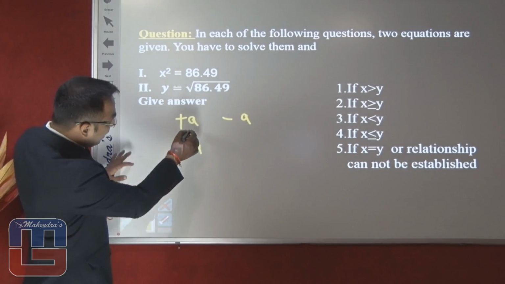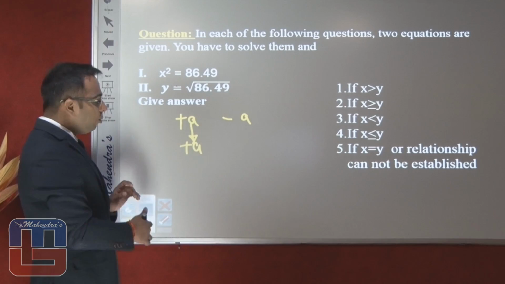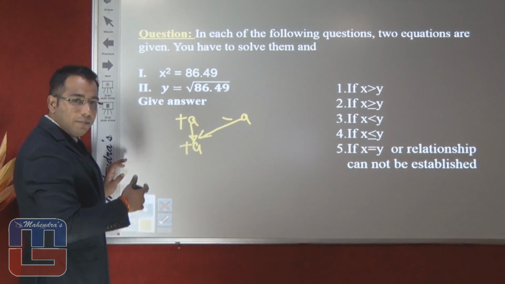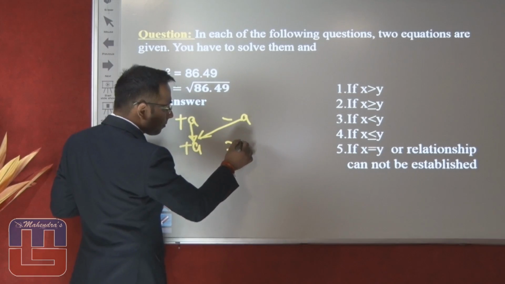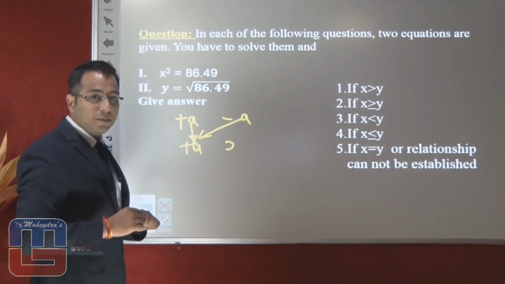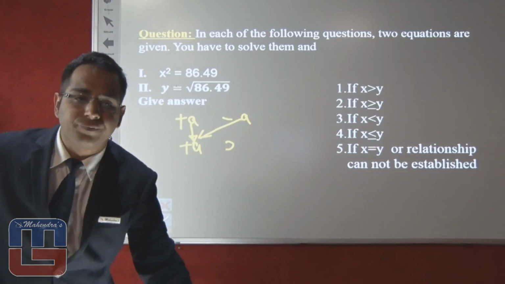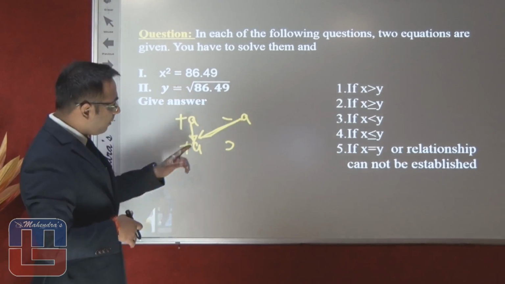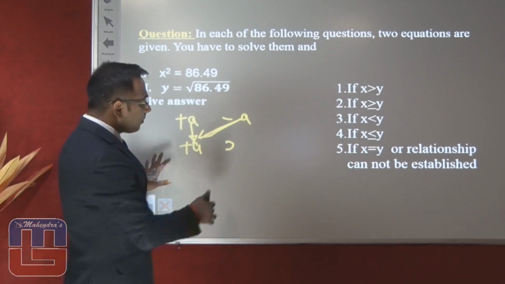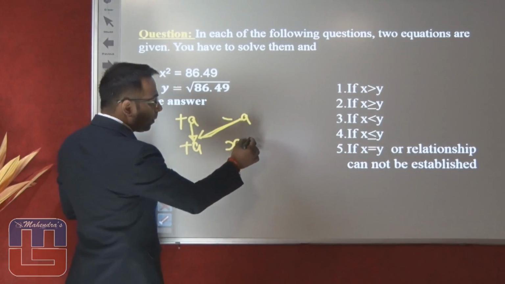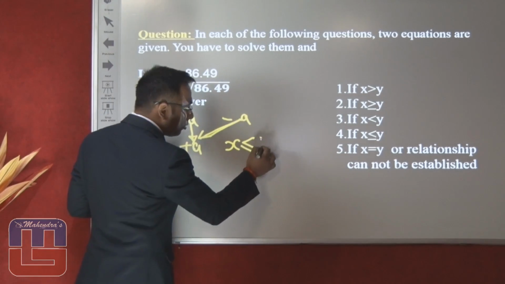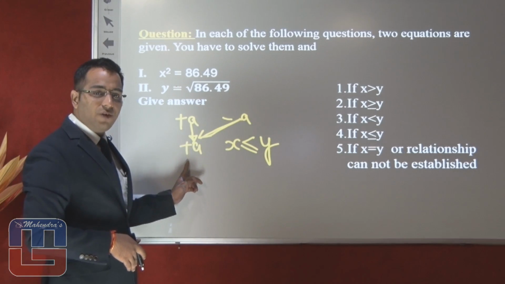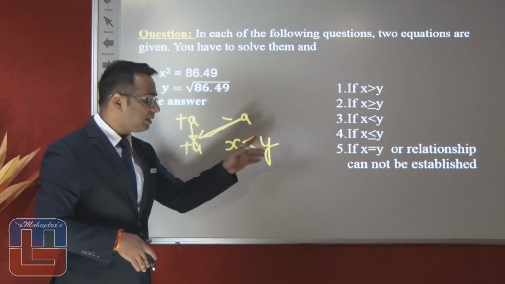So what will happen? We know plus a is equal to plus a, minus a will be definitely less than plus a. So x will be less than or equal to y. The values are equal. Here the value of x is less than. So the answer will be x is less than or equal to y.